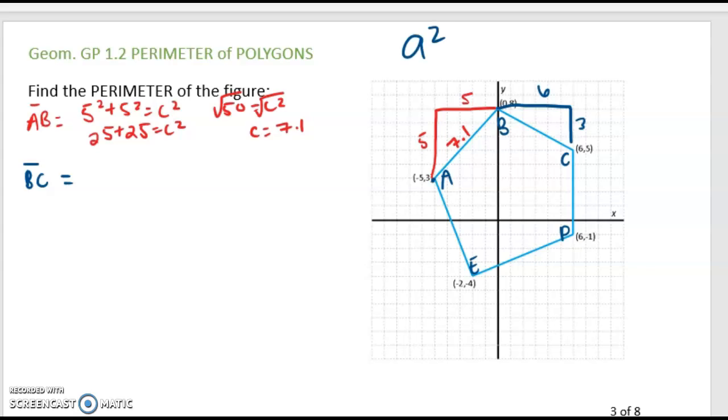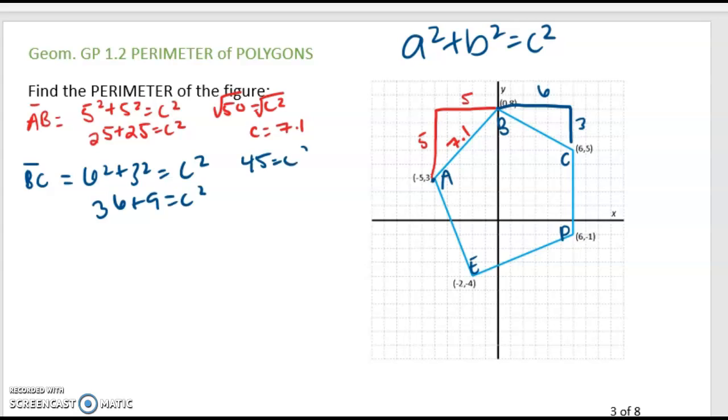So for BC, that 6 and that 3 represent the A and the B of the Pythagorean theorem. And I should have written that up top before I started. So here's A squared plus B squared equals C squared. I have 6 squared plus 3 squared equals C squared. 36 plus 9 equals C squared. That'll give me 45 equals C squared. And then the square root of 45 is 6.7. I'm just rounding to the nearest tenth. Unless it signifies which to round to, I like to do the nearest tenth just because it's clean, one decimal place, it's still rounded.